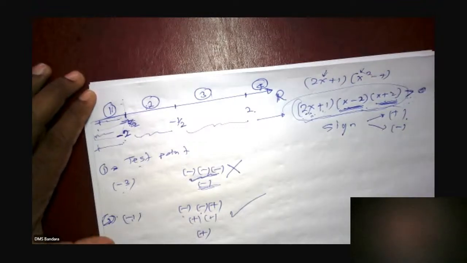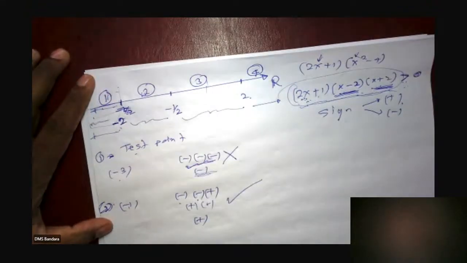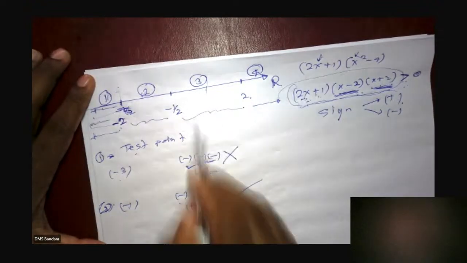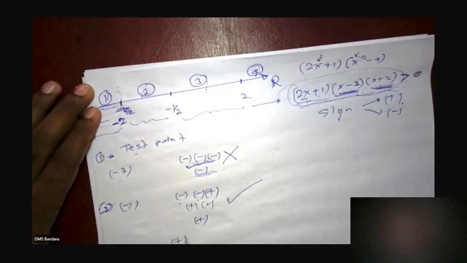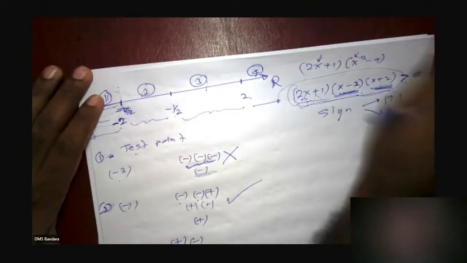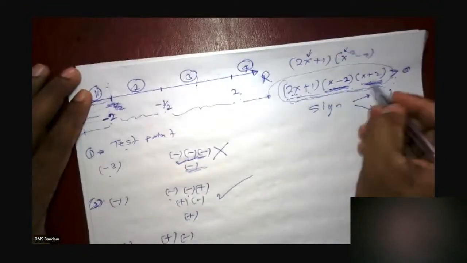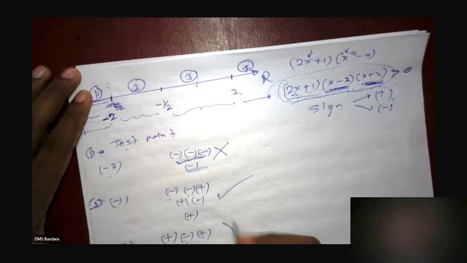The left side is positive. When you go for the third region, take 0. The test point is very simple, very easy. 0 is in between -half and 2. When you substitute 0, the first term is positive, the second term is negative, the third term becomes positive. Now, positive over negative becomes negative. This is not the right region for satisfying this inequality.